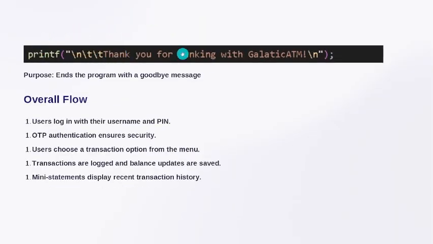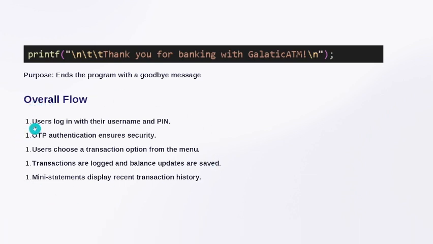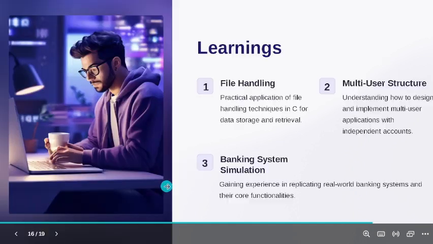So yes, thank you for using my ATM; this is the end message. My ATM name is Galactic ATM. This ends the program with a goodbye message. So the overall flow of the whole code in a snap: the user logs in with the username and pin, authentication, the user chooses a transaction option from the menu, the transaction is logged and balance updates are saved, and the mini statement is displayed.